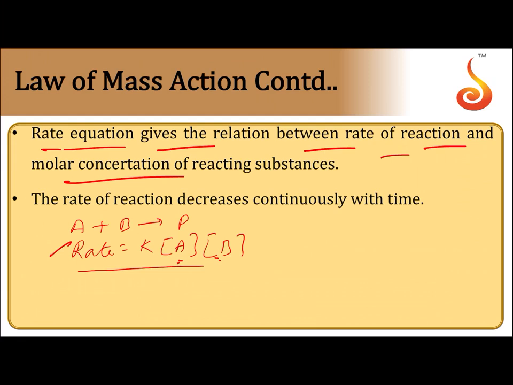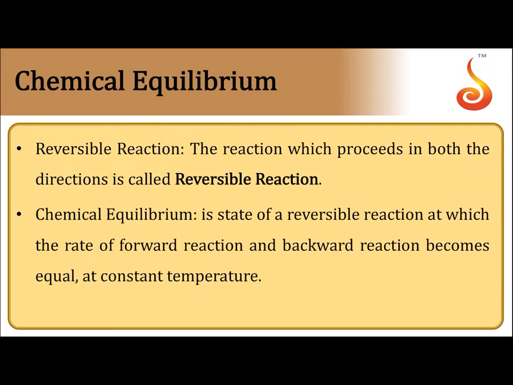The rate of reaction decreases continuously with respect to time. The rate depends upon the concentrations, and the concentration in turn depends upon time, because the concentration of reactants decreases continuously with time, and thereby the rate of reaction also decreases. So as time runs, the concentrations of reactants decrease, and thereby the rate of reaction decreases with respect to time. So rate is not a constant; rate always decreases with respect to time.